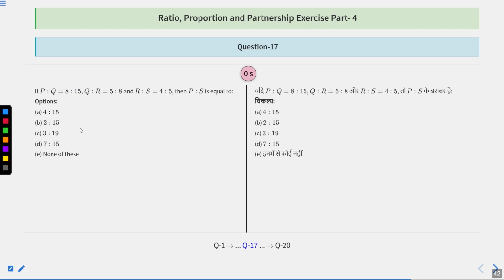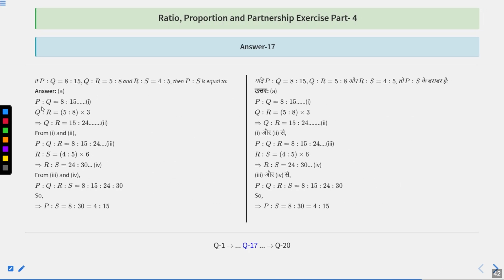Now time's up. Let's see the solution. P ratio Q is given as 8:15. Q ratio R is given as 5:8. So we can make the Q equal. We multiply by 3, because in the first ratio Q is 15. When we multiply the second ratio by 3, Q again becomes 15 and R becomes 24. So P ratio Q ratio R is 8:15:24.